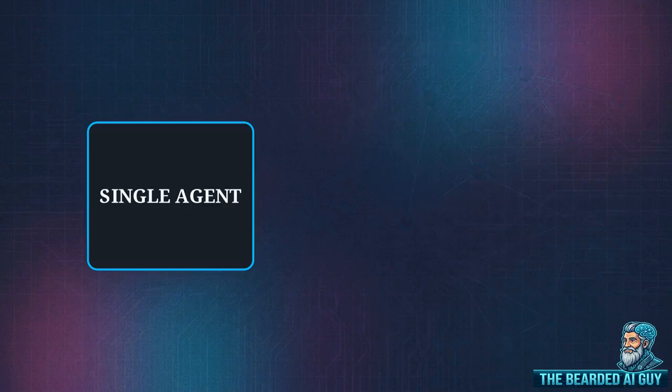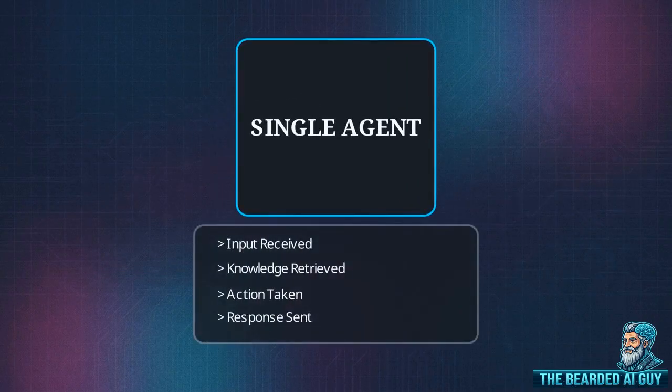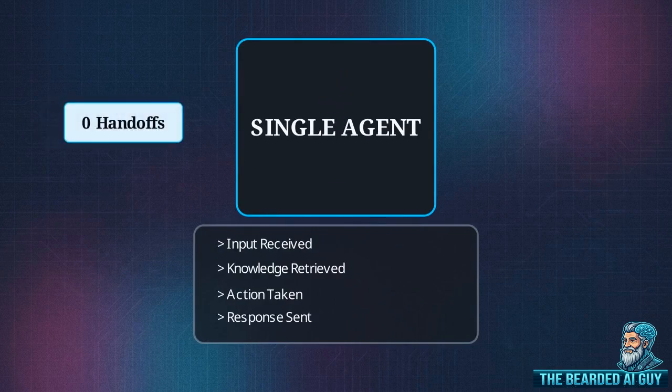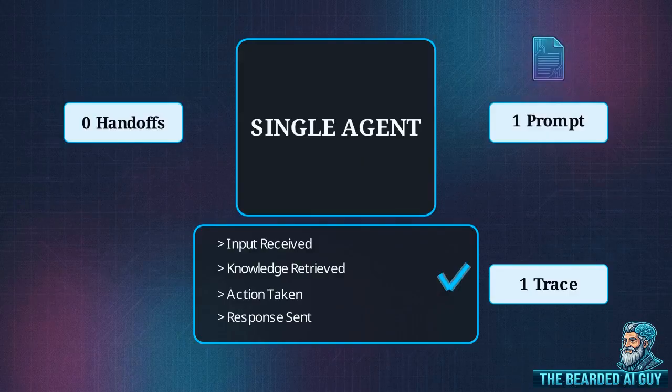While multi-agent swarms are a popular research trend, the largest scale deployments often rely on a single-node architecture. Single-agent setups natively win on latency because there are zero inter-agent handoffs. They win on observability by generating a single clean trace per conversation, and they win on iteration speed because you only have one prompt to update.